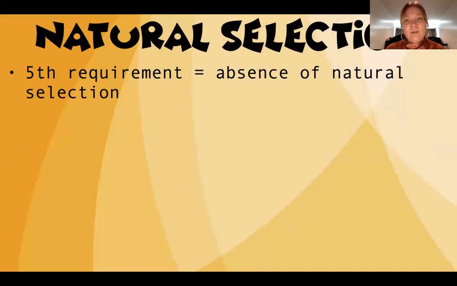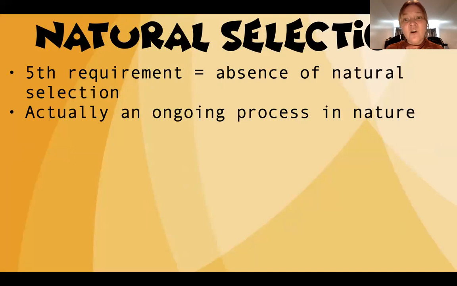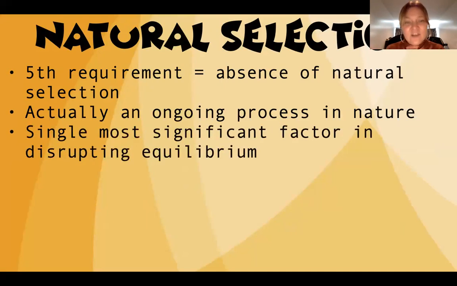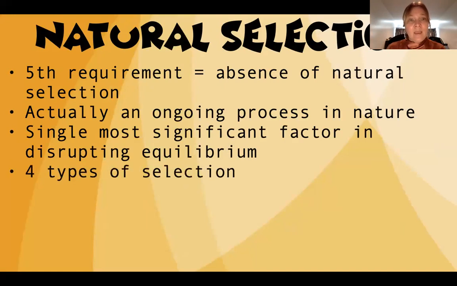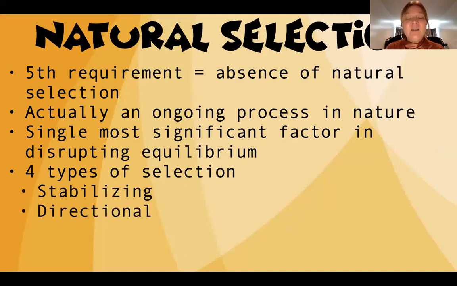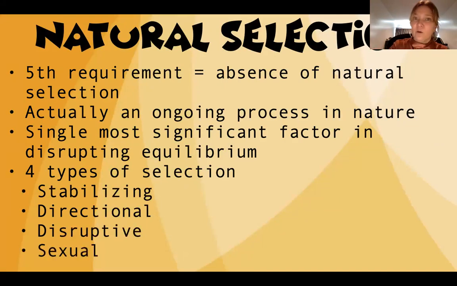And then the 5th requirement is an absence of natural selection. Of course, we know that natural selection is an ongoing process in nature. It is the single most significant factor in disrupting genetic equilibrium. And there are 4 types of selection, and one of them is going to link back to the non-random mating. That's why I just kind of briefly described non-random mating, because I'm going to address it again next. So the 4 types of natural selection are stabilizing, directional, disruptive, and sexual. And the sexual selection will be the one that relates back to the 4th requirement of random mating.